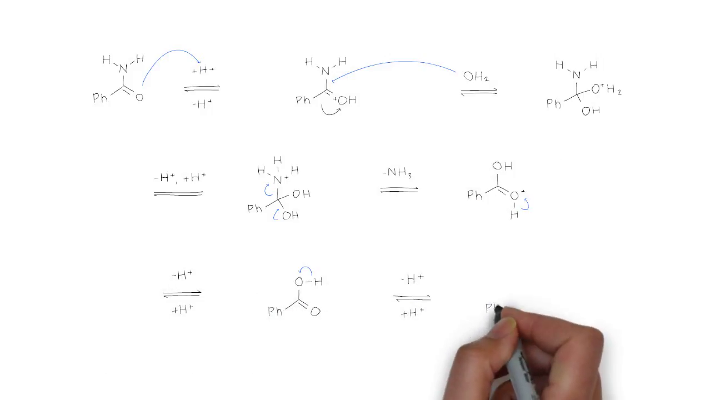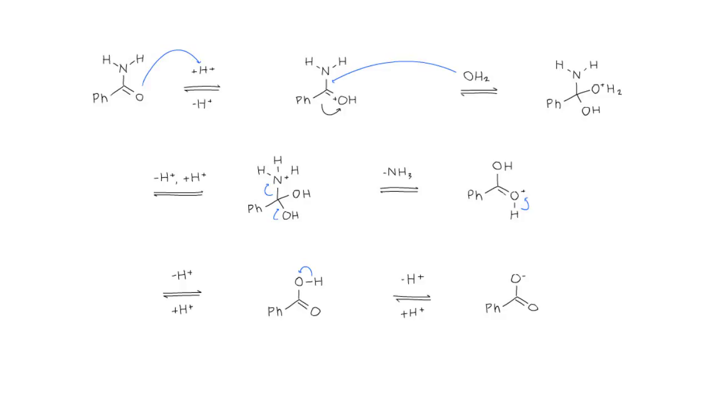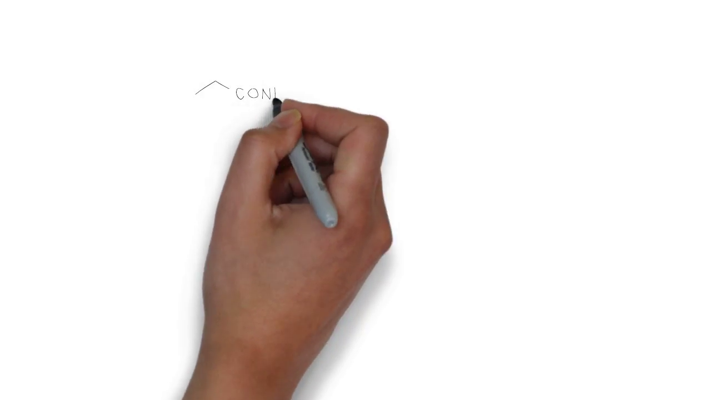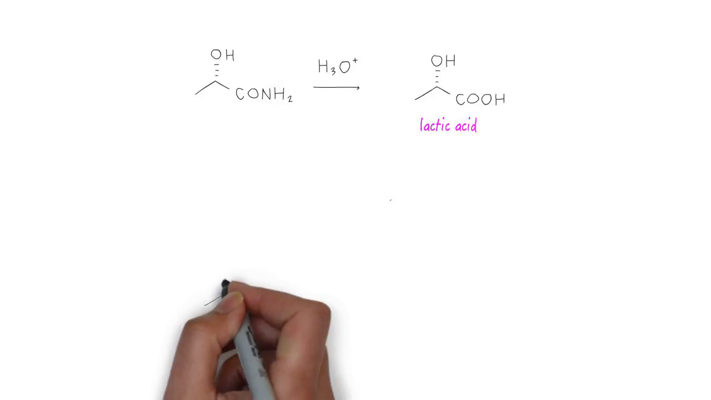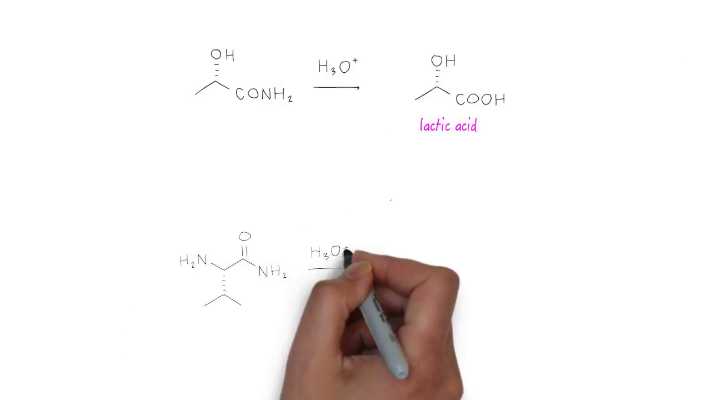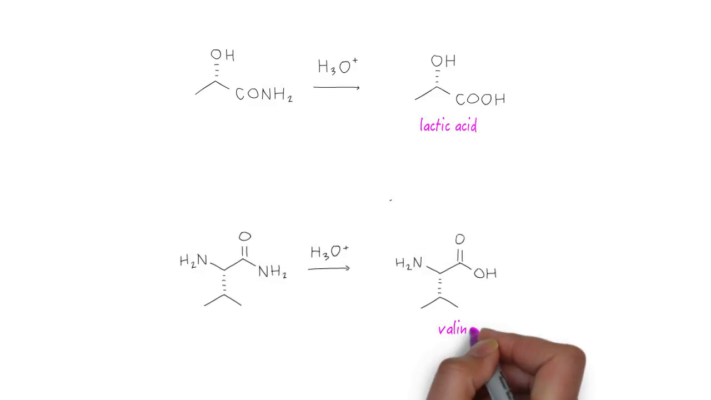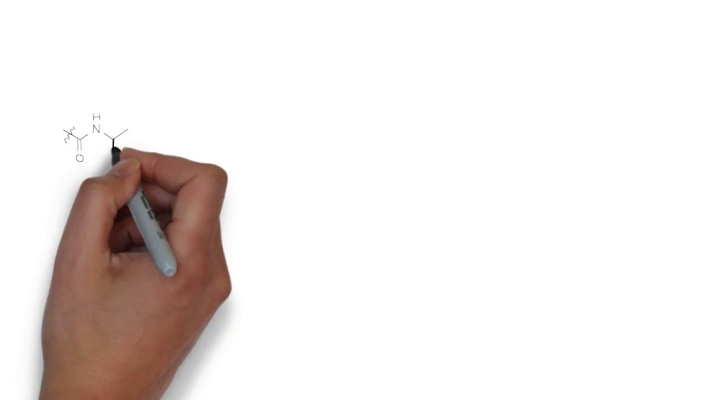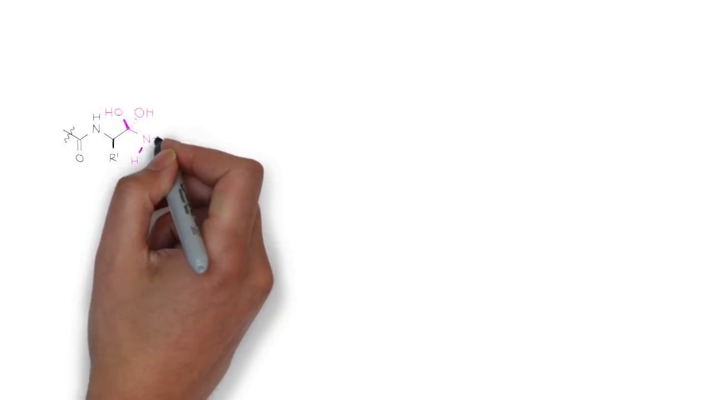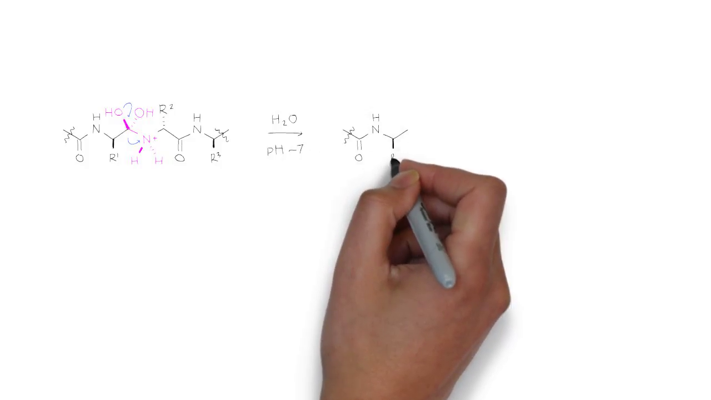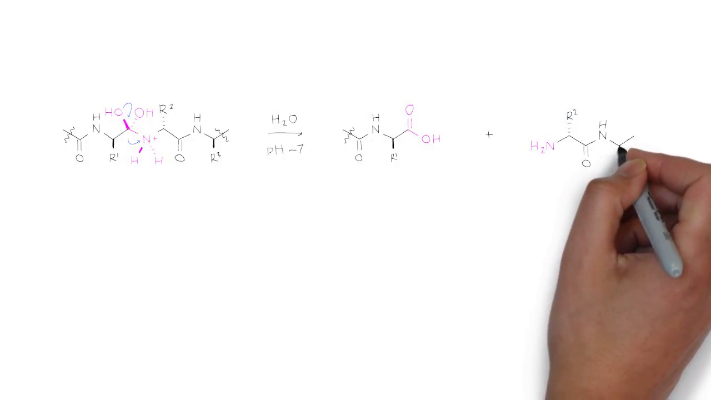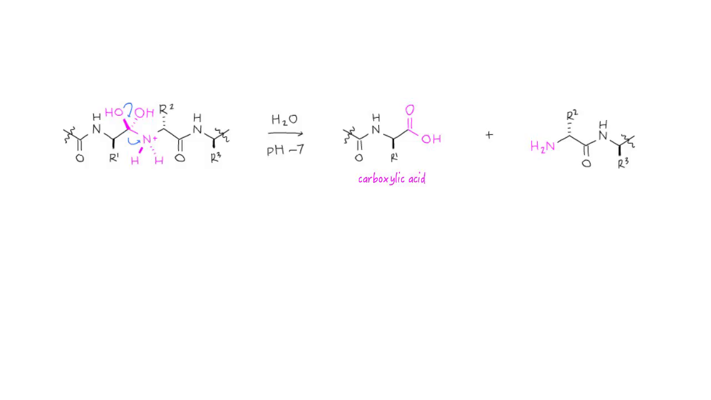generation of the product. If I take the primary amide of lactic acid and hydrolyze it, I get back to lactic acid. And if I take an amide from valine, I would get back to valine itself. Proteases allow us to take a chain composed of sometimes hundreds of amide bonds and cleave selectively at one place. One half will be a carboxylic acid and the other half will be an amine.